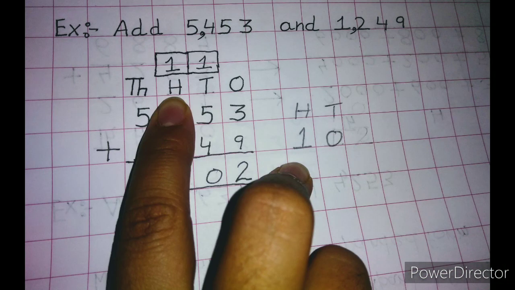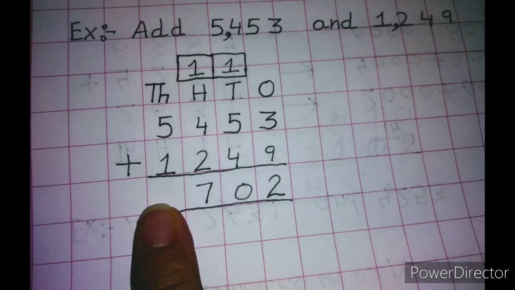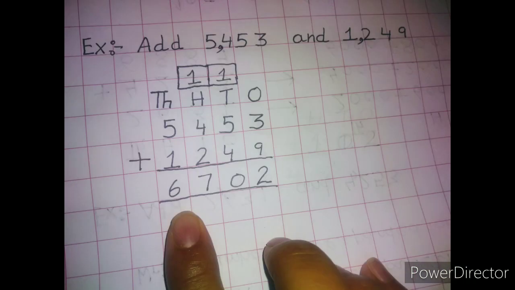Okay, so now the digit in the 100 place, 4 plus 2 and the 1 which is carried over. So 4 in my mind and 2 fingers up. We'll count after 4: 5, 6, and we have to add the 1 also. So that becomes 7. Now we will add the digit in the 1000 place, which is 5 plus 1. So 5 in my mind and 1 finger up, 6. So it becomes 6702. This is how we will do the carryover sum.